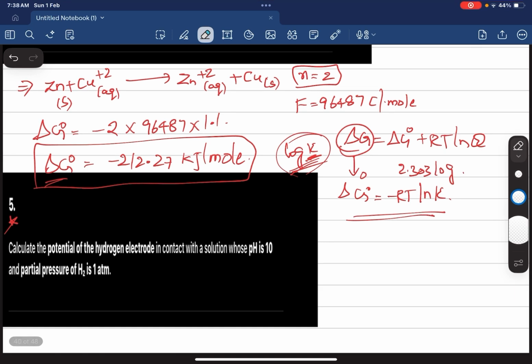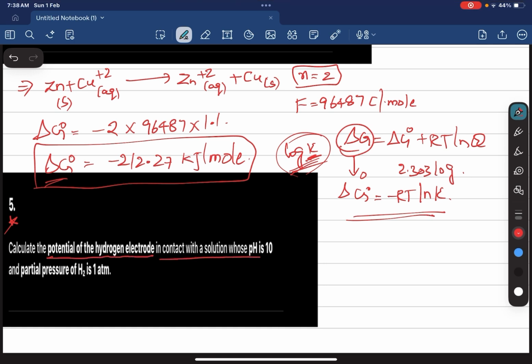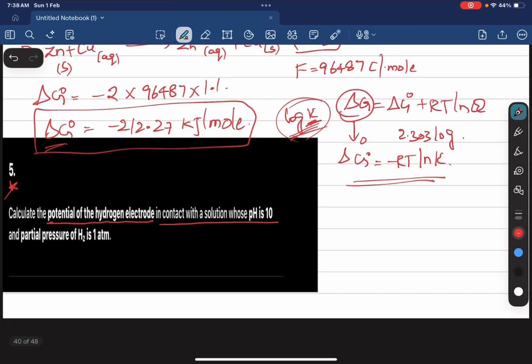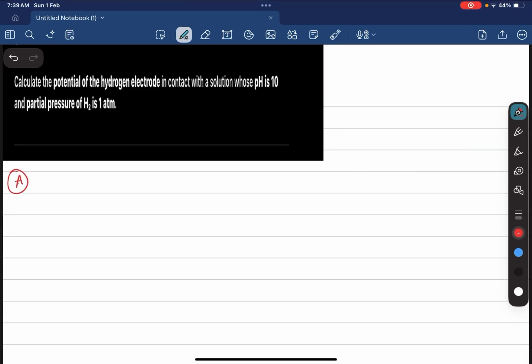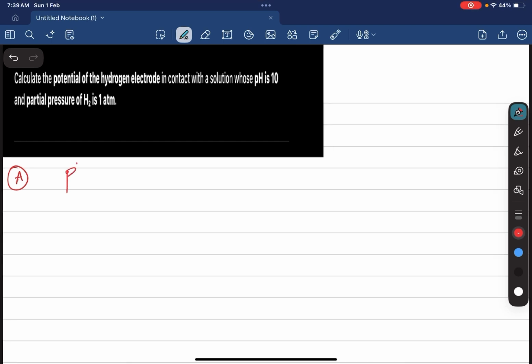Coming to the next question: calculate the potential of a hydrogen electrode in contact with a solution whose pH is 10 and partial pressure of hydrogen gas is 1 atm. Just take the data from this. So pH is given, which is 10, and hydrogen gas pressure is 1 atm, and E naught cell, E naught of H plus to H2, will be 0, which is SHE. If you don't know that also, you can watch the previous lecture related to SHE and other points.